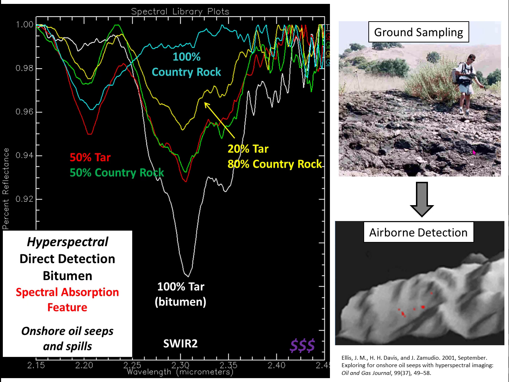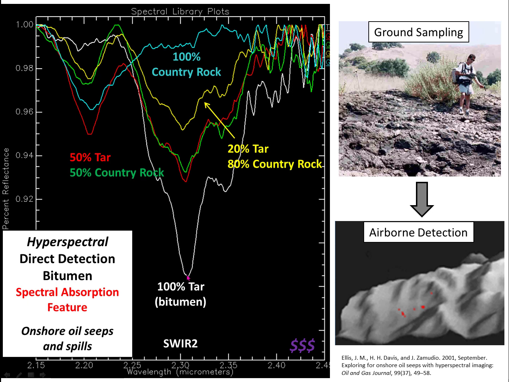Now we'll look at a spectral absorption feature. In the upper right, we have Joe Zamudio carrying a hyperspectral sensor and measuring in the field instantaneous fields of view. He starts off in this country rock, and then he walks towards this relic oil seep, it's tar, and puts more and more tar in the instantaneous field of view. On the left side, when he's in the country rock, you can see there's no pull down in this 2.3. It's out in the SWIR 2 range. But as he adds more tar to his instantaneous view, it pulls down until he's at 100% tar. It's quite a diagnostic feature of bitumen.